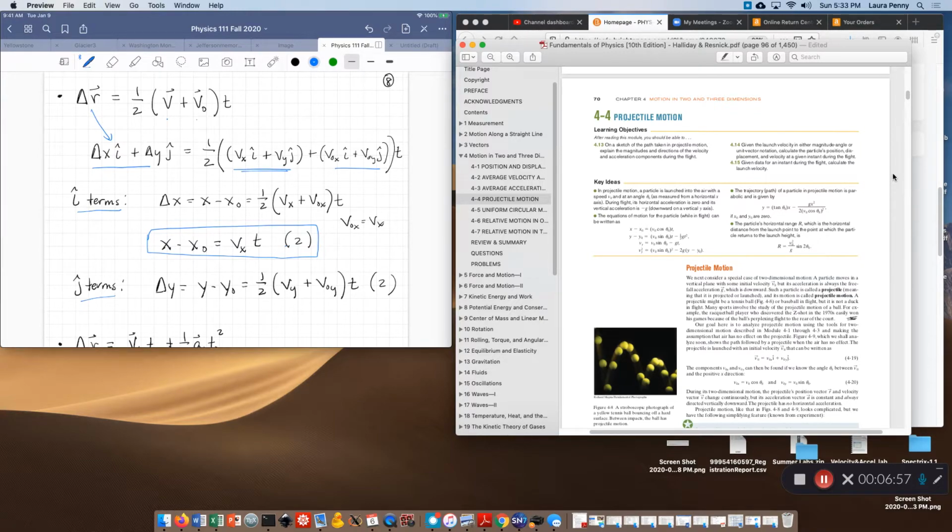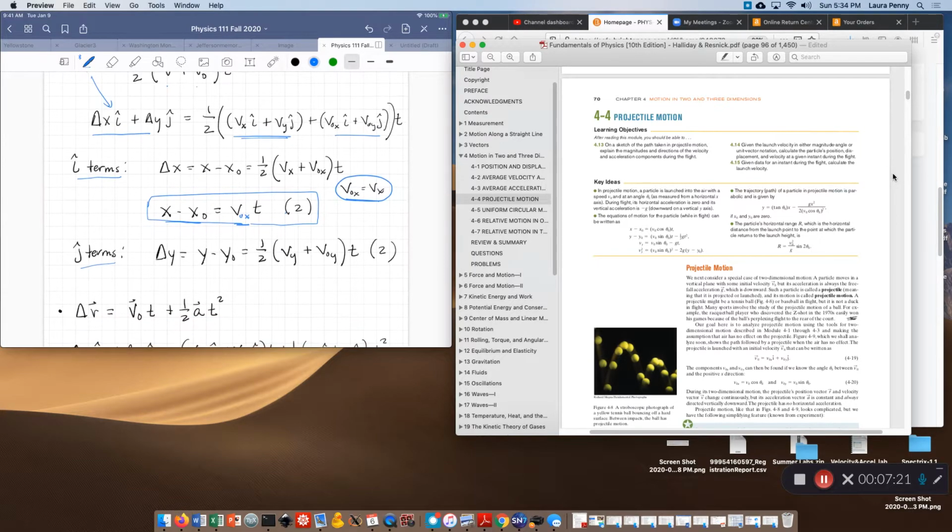which is very straightforward here. It just says that the X displacement is equal to the X velocity times time. And sometimes this is written as V naught X and sometimes it's Vx. It's the same number, so it really doesn't matter.